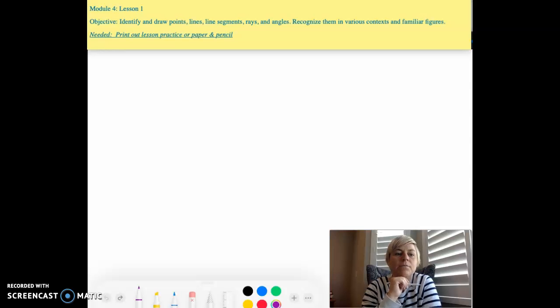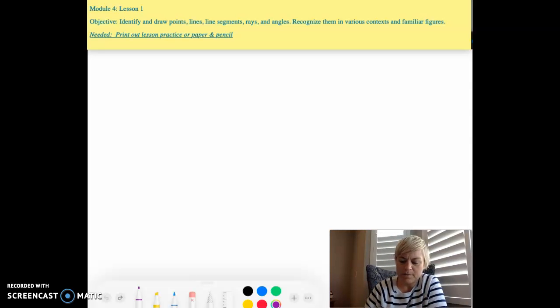All right, so this lesson objective is identify and draw points, lines, line segments, rays, and angles. Recognize them in various contexts and familiar figures. So let's first of all talk about what those things are. And to do that, you're going to need a paper and a pencil, or you can print out the lesson and follow along with me on the lesson.